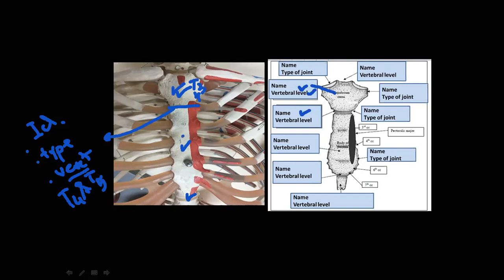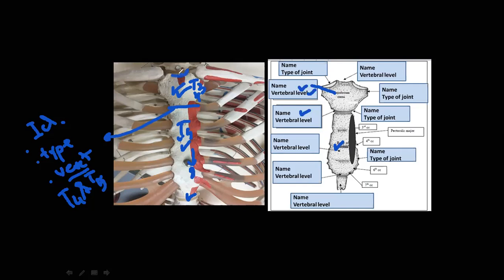What is the vertebral level of the body? T5 to T8. Yes, T5 till T8. Please remember that the manubrium is opposite T3 and 4, the body T5 to T8, and the xiphoid T9.